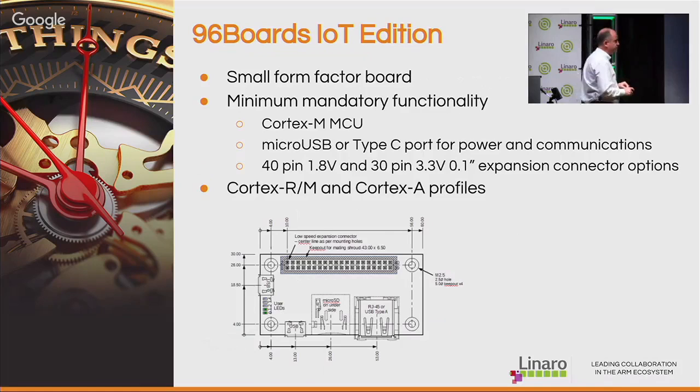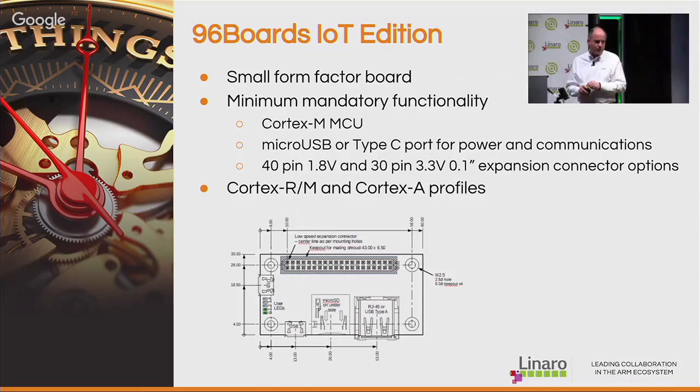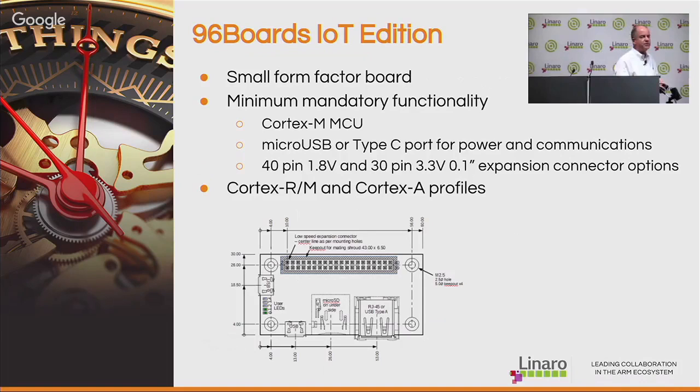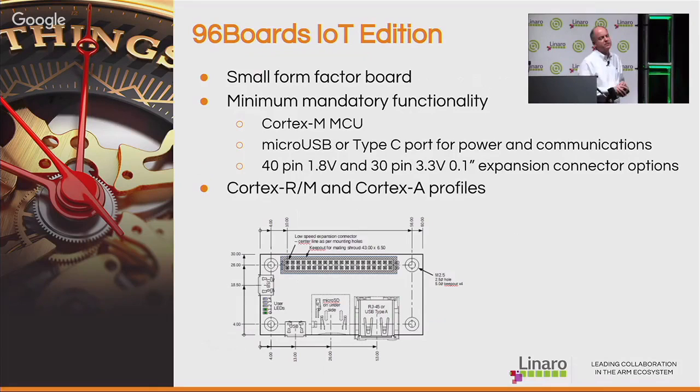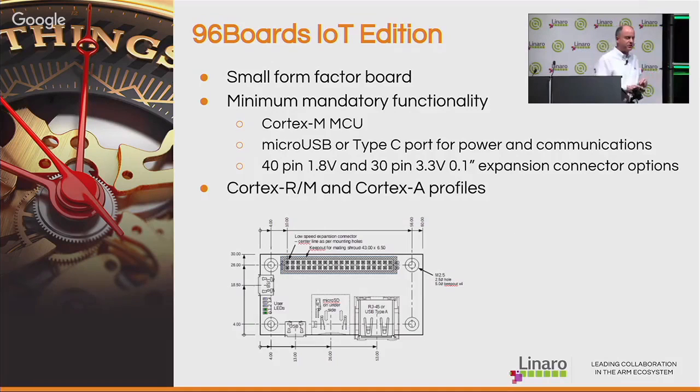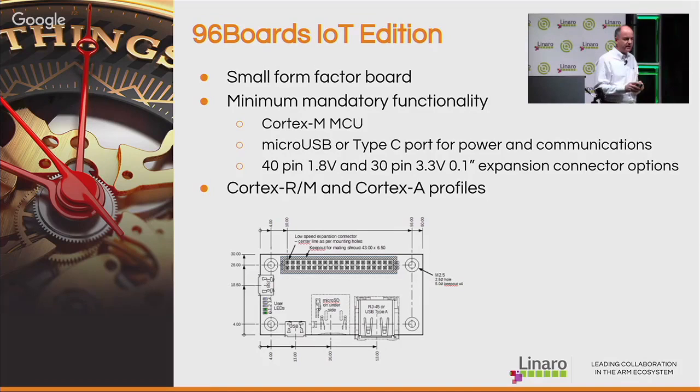Also today, we're introducing the 96Boards IoT Edition. This is a small form factor board, tiny size, with minimum mandatory functionality: a Cortex-M MCU, minimum M0, with a minimum in terms of memory and flash, and a USB port for power and communications. We're also introducing, as well as the existing standard 96Boards expansion connector, which is a 1.8-volt signal level connector, a new connector for microcontrollers on processes that require 3.3 volts or higher. And there are two profiles for the IoT Edition and two board sizes, both for Cortex-M and for Cortex-A.